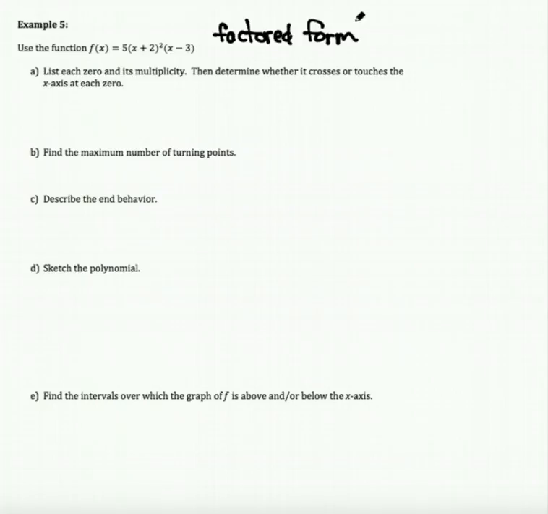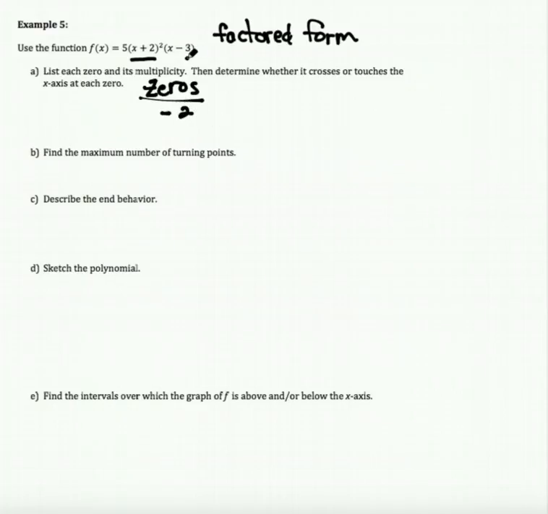So part A wants us to list each zero and its multiplicity, then determine whether it crosses or touches the x-axis at each zero. So every factor that has an x in it, we need to see where that is equal to 0. So my first factor with an x in it is x plus 2. So what's going to make that equal to 0? Well, I'm going to go ahead and put my zeros here, make a little chart. My first zero is going to be negative 2.